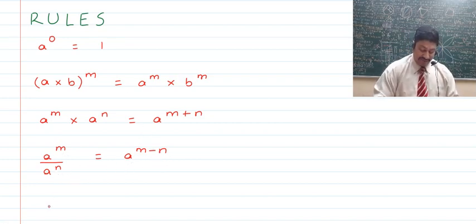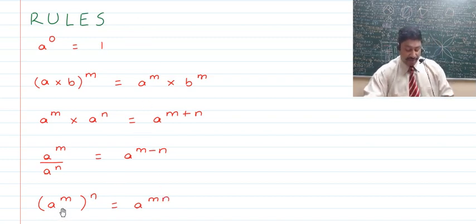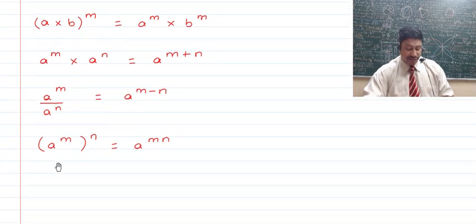After this, children, we have another rule: if we have a raised to the power m which is whole raised to the power n, then that will become equal to a raised to the power m into n. Or in other words, if we have a number in the exponential form, and the whole power of this number is n, then keeping the base the same, the exponents of the indices will be multiplied to each other, so the power of the number will become equal to mn.